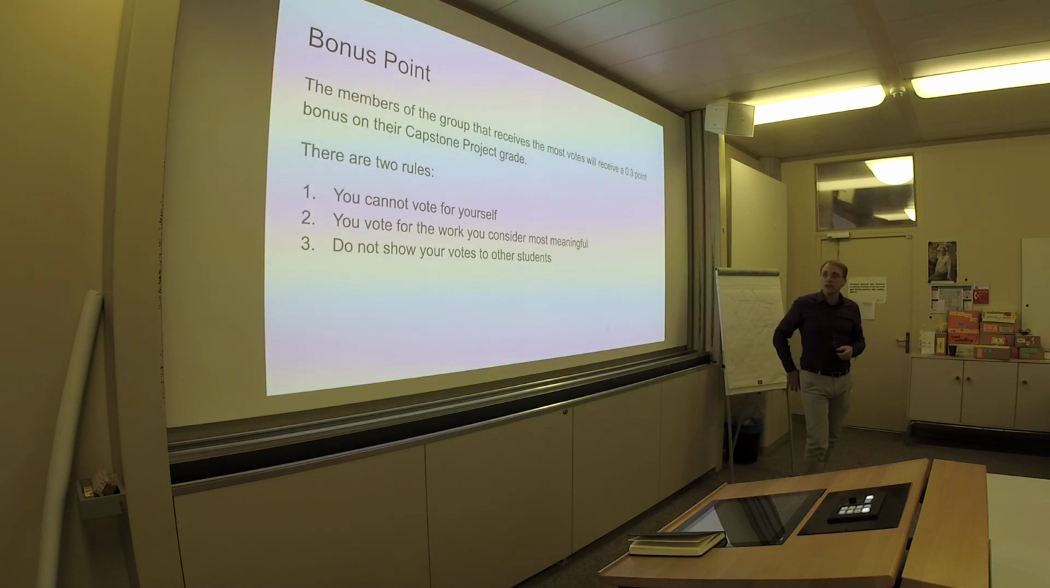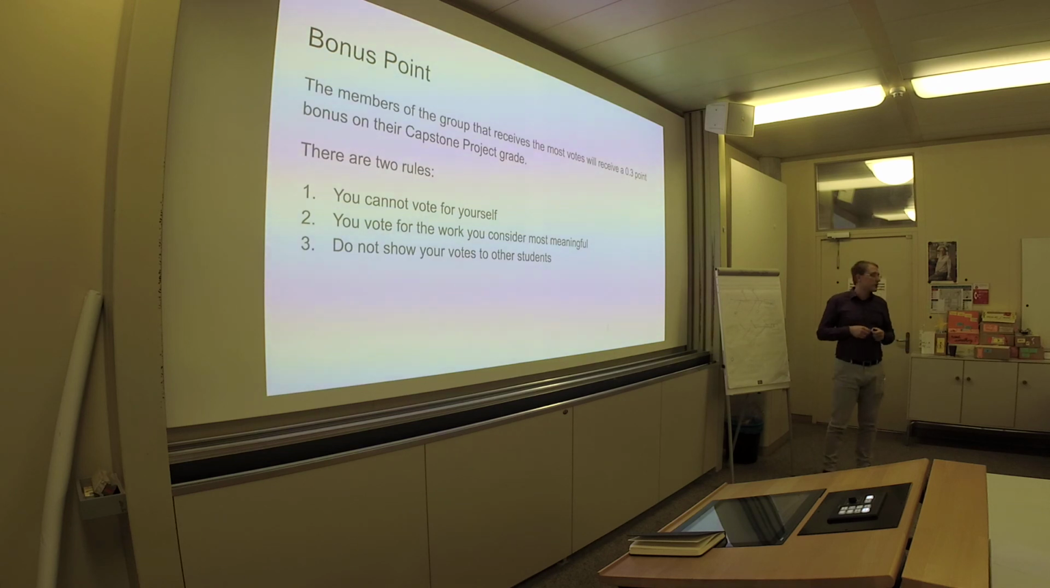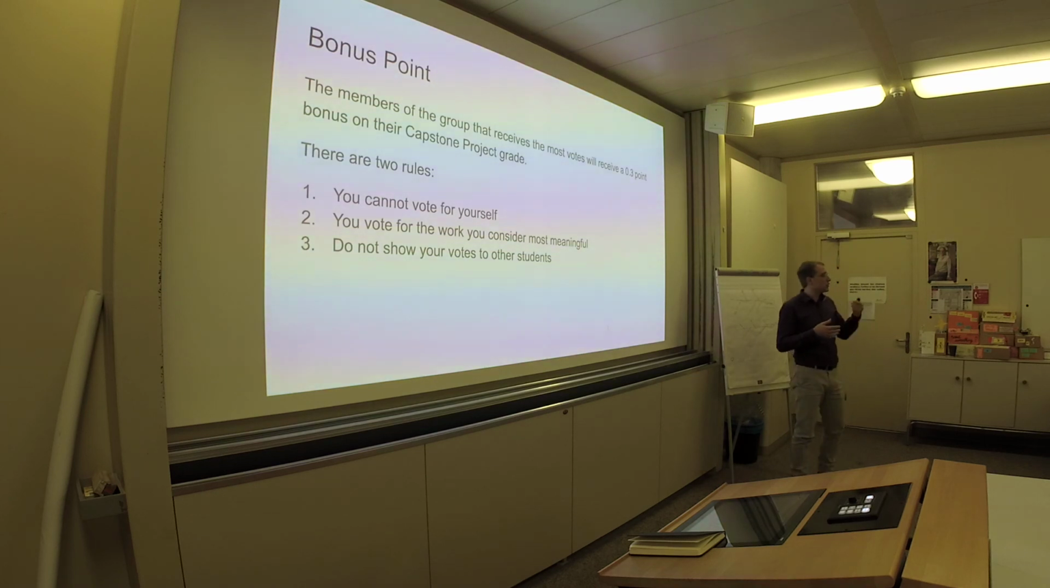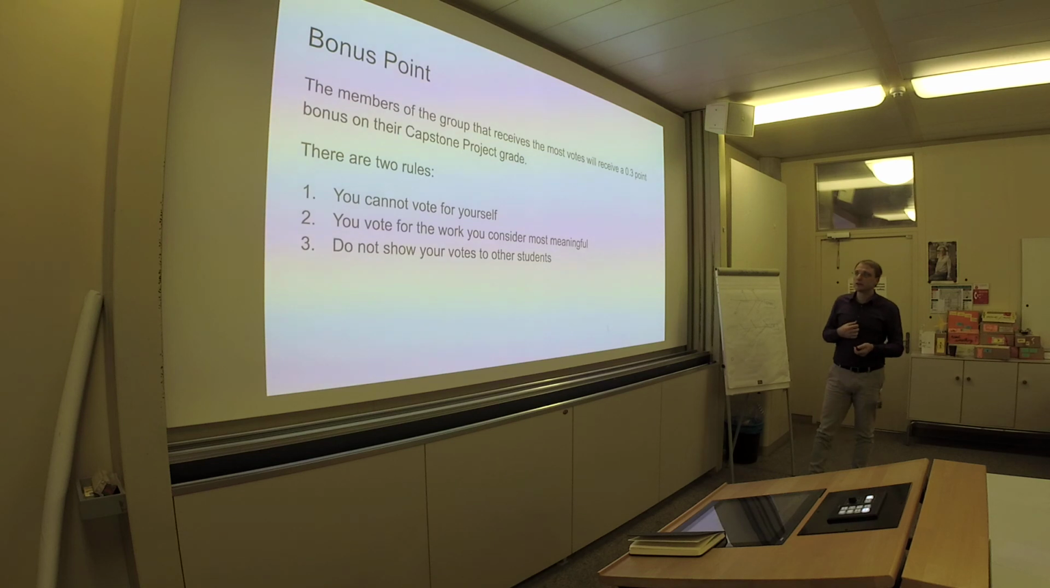About that, the bonus is about 0.3 points that gets added on top of your capstone project grade. The capstone project, as you know, accounts for 45% of the final grade. So if you get a 6 in the capstone project, it accounts for 2.7 points in the final grade. If you get the bonus points, you can go up to 3 points for the final grade.